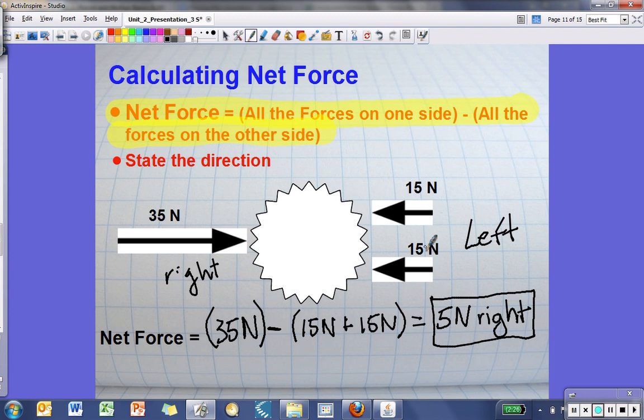these two combined. So my answer to this is there's one force going 5 newtons to the right. So this object would move at a pace of 5 newtons right if I were to do this in real life. All right, so let's do another one.